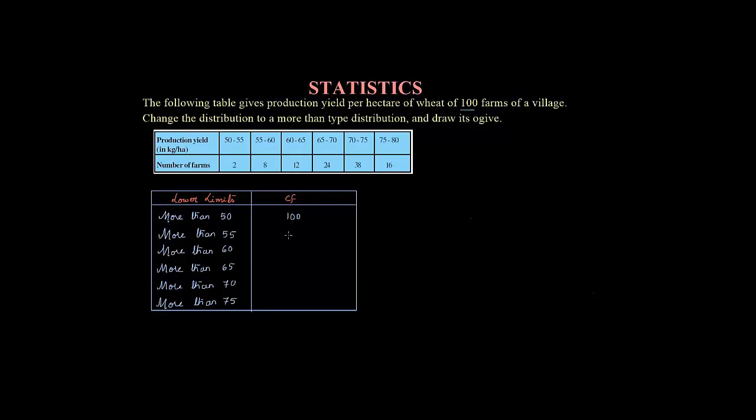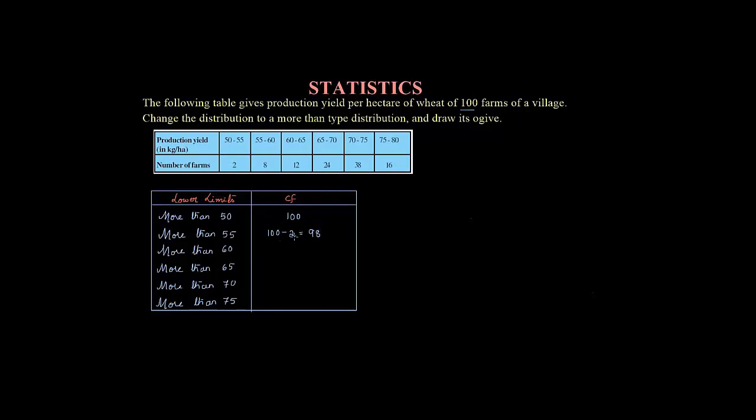It is 100, right? What are we doing actually? More than 50. So 50 is the lower limit, and from 50, how many farms are there, or what is the frequency from 50? You can observe all the numbers are above 50, so you need to add all these frequencies. So it is nothing but 100, right? Now you will be subtracting from 100. Second term, how are you going to find? You will be subtracting 100 minus 2, the previous one. So it is nothing but 98.